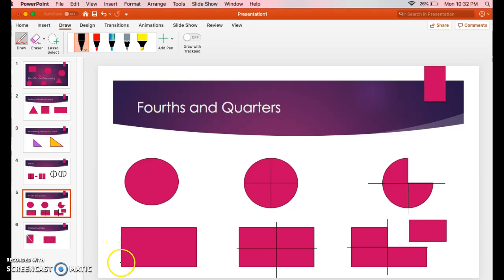Down here we have a whole rectangle. When the rectangle is cut into fourths, it creates 4 equal pieces. And then here you can see that 1/4 of the rectangle has been removed, and so there are 3/4 left. Will you write down a time that you've seen fourths and quarters used in your daily lives?